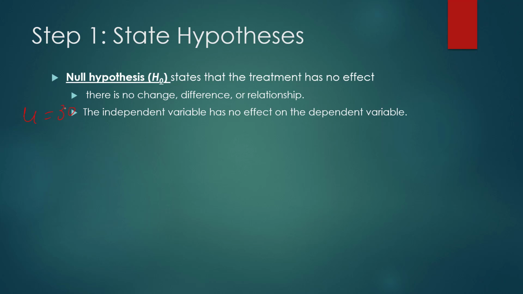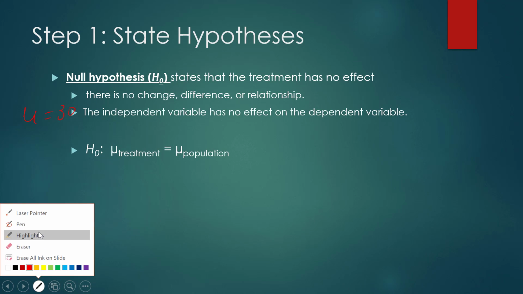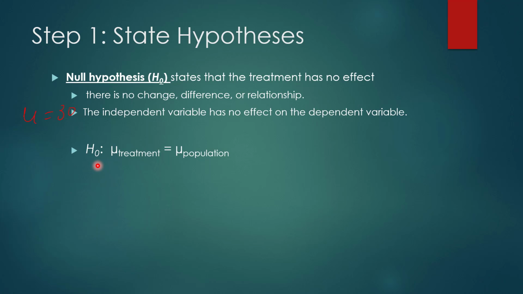Another way of saying it is that the independent variable has no effect on the dependent variable. And so we're going to write it like this. We have mu sub O, and then we have the mean of our population, which was 30, equals the mean of the treated population. And so these subscripts are helpful to keep straight which means you're talking about.